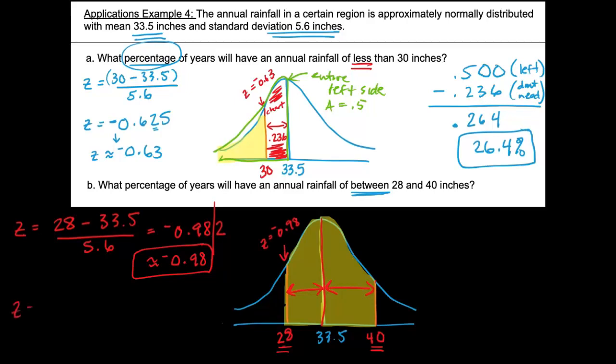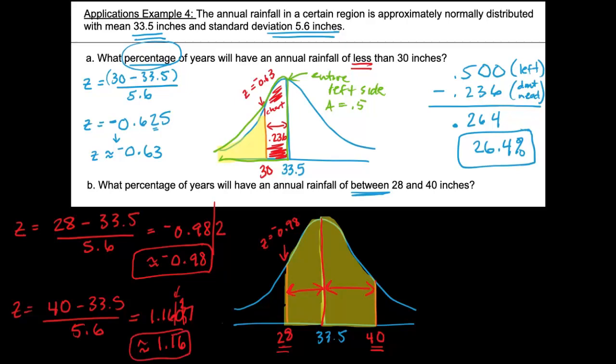And then my other z-score, 40, so 40 minus 33.5 divided by 5.6. And that gives me a z-score of 1.1607, and I want to cut that off at 2 decimal places, which would be right here. So that would be approximately 1.16, and I'll label that next to the 40, so z equals 1.16. So now I'm going to look up on the chart z equals 0.98 and z equals 1.16.